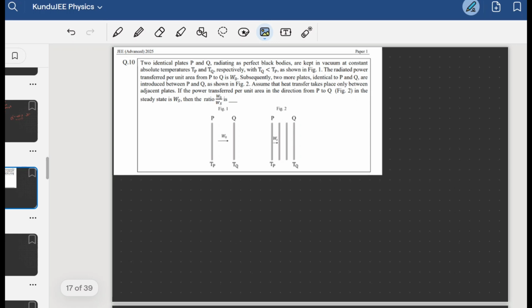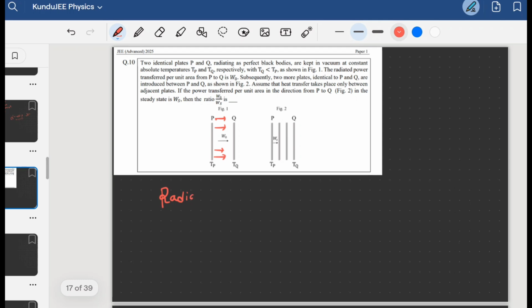So next question is question number 10. Two identical plates P and Q radiating as perfect black bodies are kept in vacuum at constant absolute temperature Tp and Tq respectively, with Tq less than Tp. So that means the radiational energy is going from P to Q like this. And the value is given as W naught. Subsequently, two more plates identical to P and Q are introduced between P and Q. Assume that the heat transfer takes place only between adjacent plates. If the power transferred per unit area in the direction from P to Q in the steady state is Ws, then the ratio W naught by Ws is.